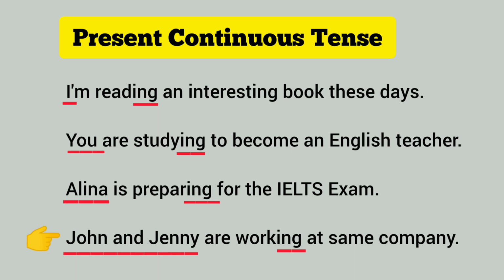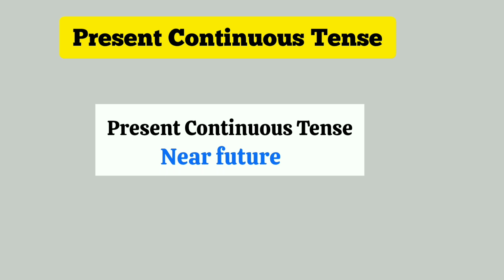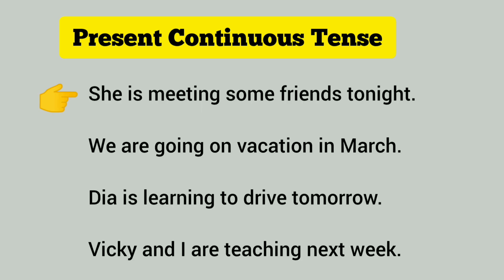Let us move to the next usage of the present continuous tense. We use it to talk about future plans. Let us see. She is meeting some friends tonight. That's a plan. You are planning for tonight. That's going to happen in the near future. So here we added ing to the verb meeting.